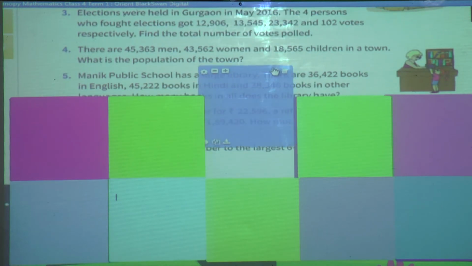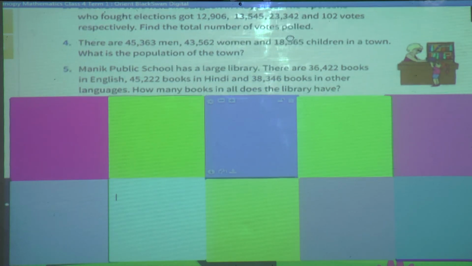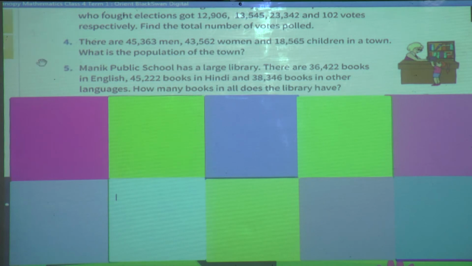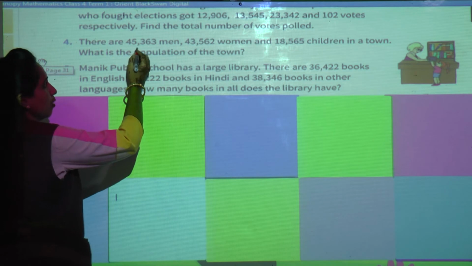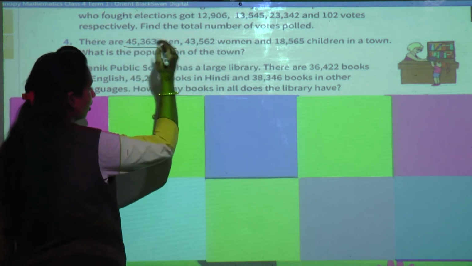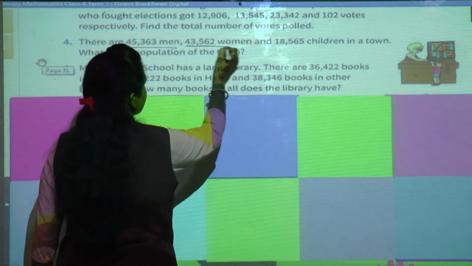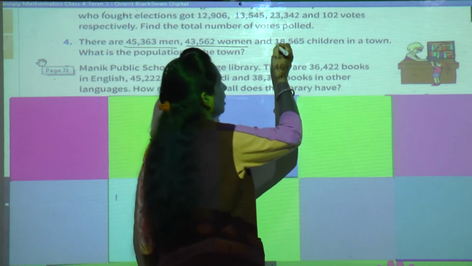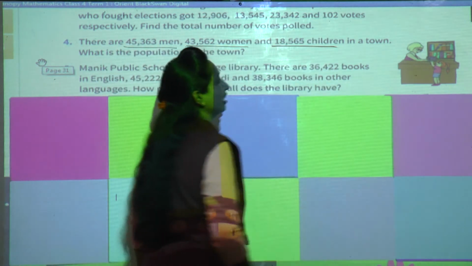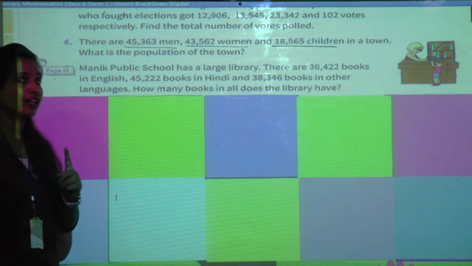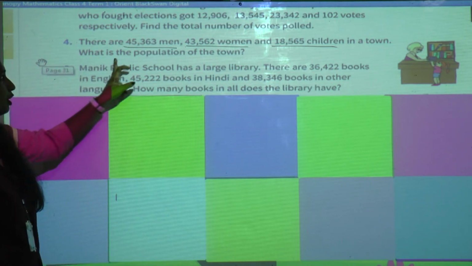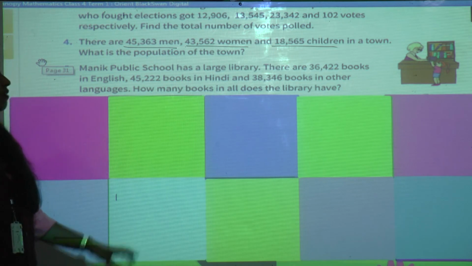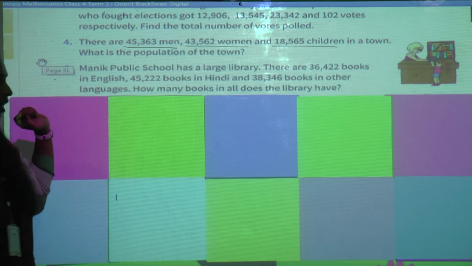See, what is the 4th question? There are 45,366 men, 43,562 women and 18,565 children in a town. See, we have solved this in our example number 2 or 3. In the same way the question is there. So what is the population of the town? We have to find out the population of the town.